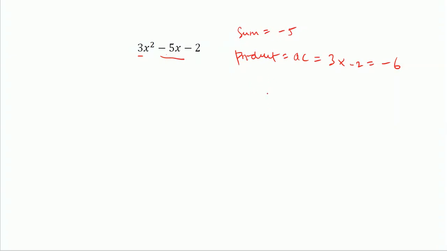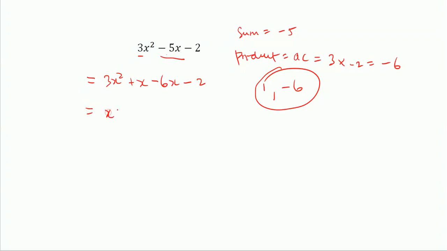Okay, if we think about this, let's say we have 1 and minus 6. 1 multiplied by minus 6 will give me minus 6. 1 minus 6 will give me minus 5. So the two numbers we are looking for are 1 and minus 6. So we have 3x squared. We are replacing the middle term. So 3x squared plus x minus 6x minus 2.